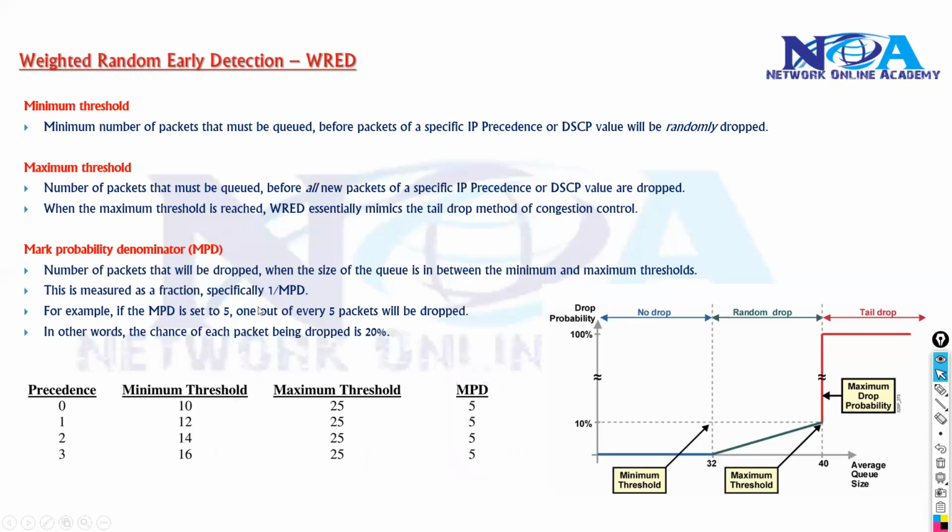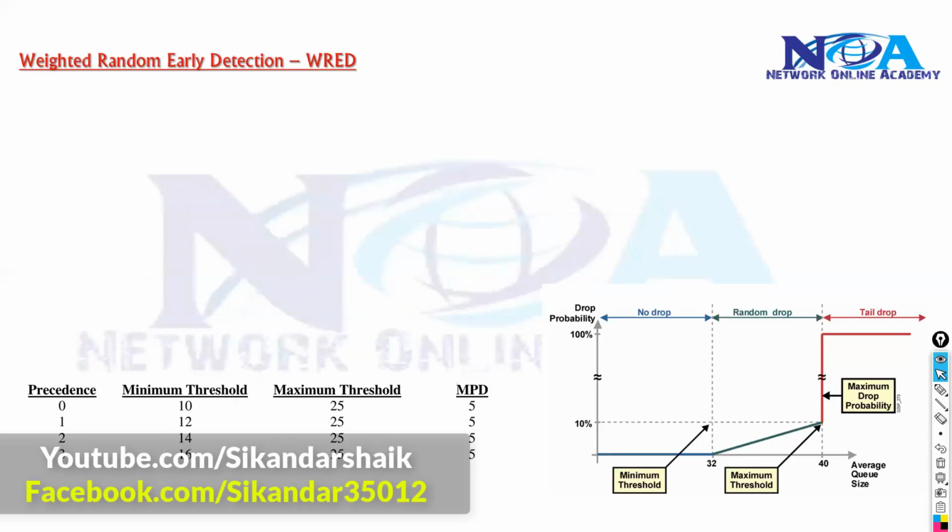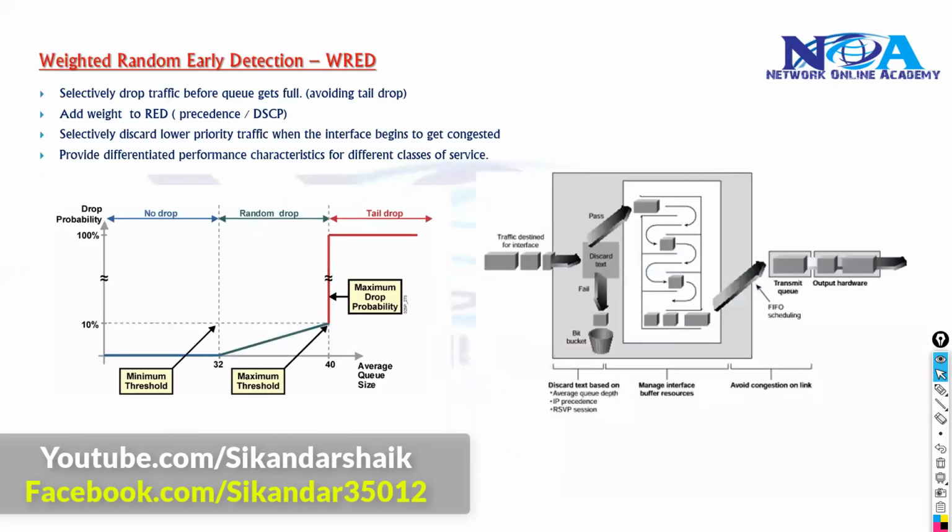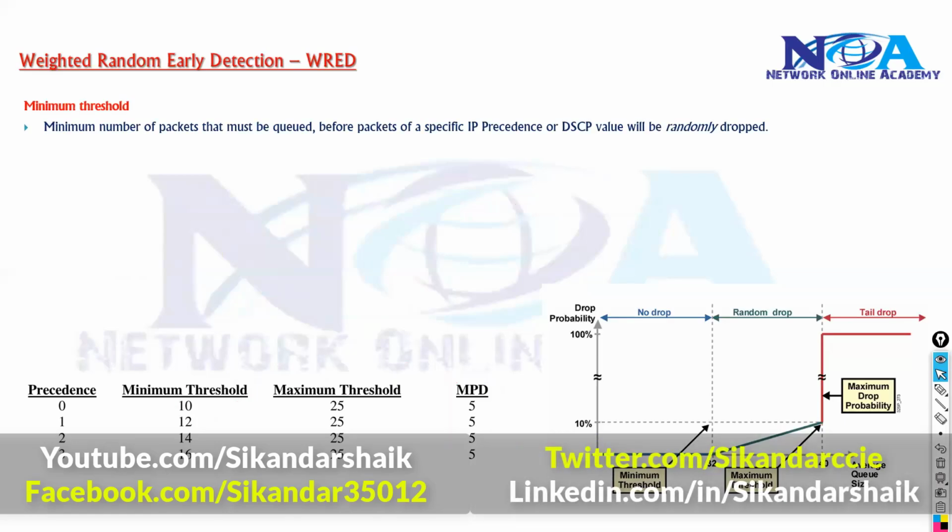So that's how random early detection is done. The only difference between random early detection and the weighted random early detection which we use is that weight is added, and when it is doing random drop, it's going to decide based on the marking or the weight values.